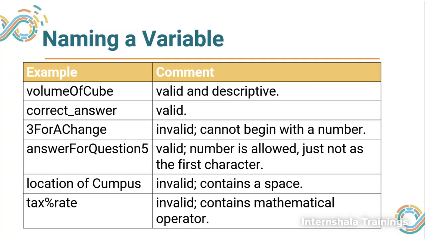Then we have tax%rate. It is descriptive but not valid because only the underscore is allowed. These mathematical operators are not allowed in our naming nomenclature.